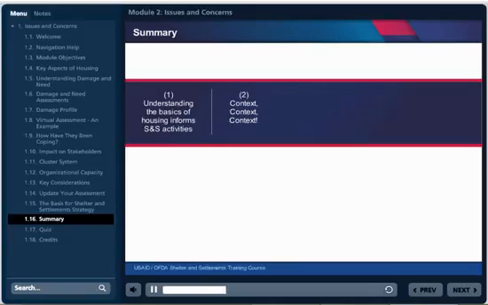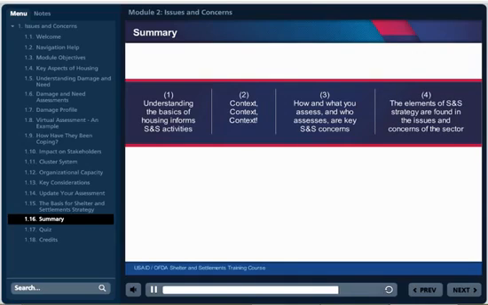Context, context, context. It's not unlike the real estate industry's mantra of location, location, location. How and what you assess and who assesses are key shelter and settlements concerns. And the elements of shelter and settlement strategy are found in the issues and concerns of the sector.